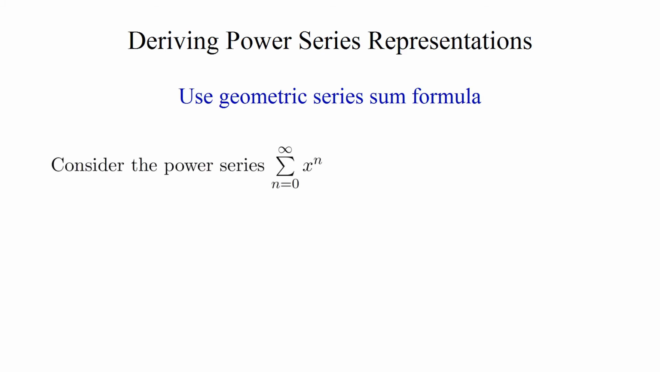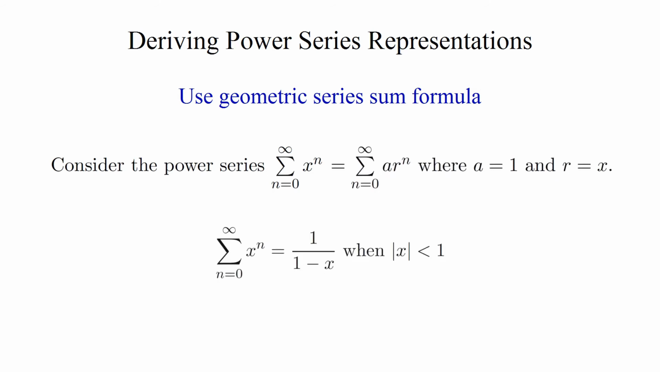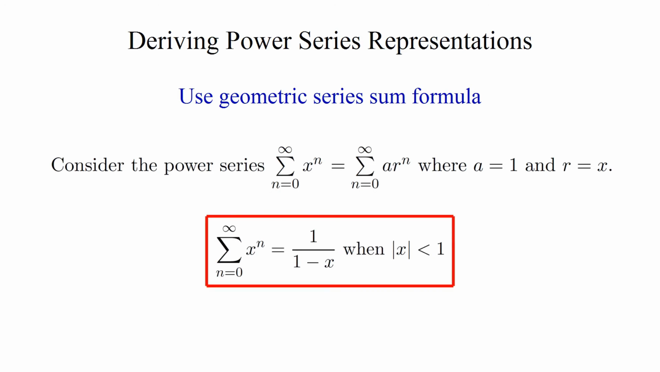To see how, consider the power series, the sum from n equals 0 to infinity of x to the n. This power series is special because, in addition to being a power series, it is also a geometric series. It's the geometric series you get if you plug in a equals 1 and r equals x. This means the power series must converge when the absolute value of x is less than 1, and we can compute its sum using the sum formula for a geometric series.